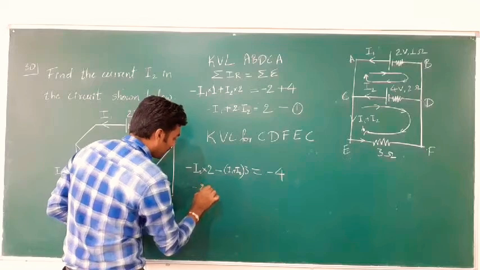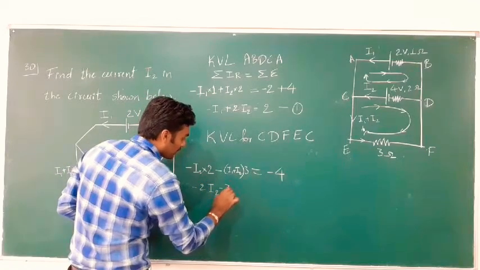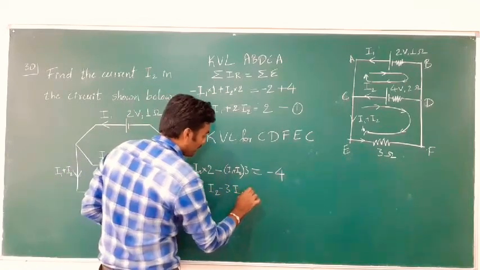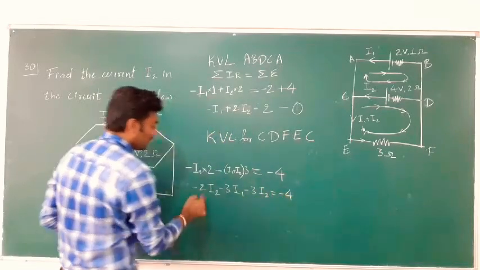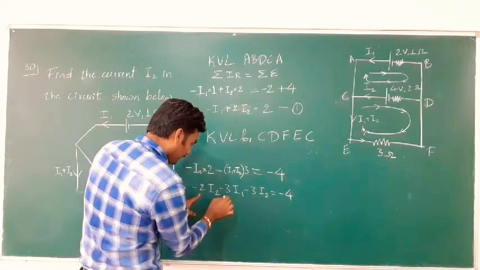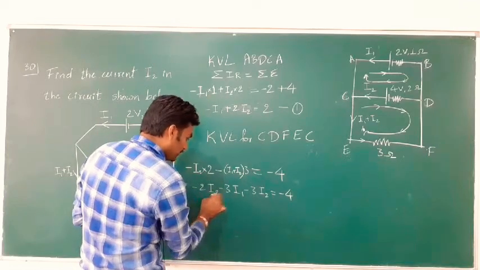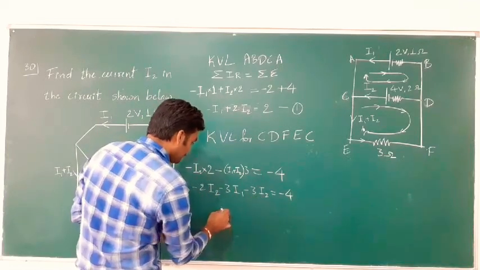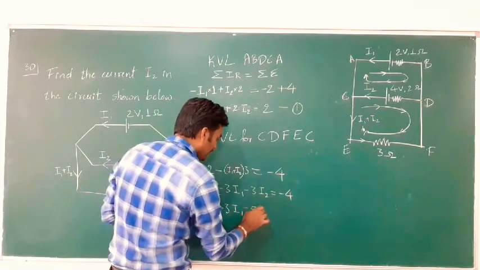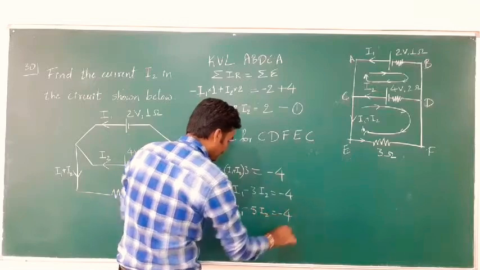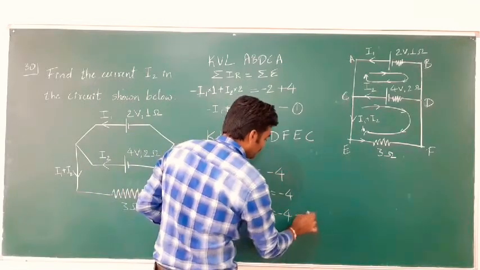After simplifying this, I will get minus 2I2 minus 3I1 minus 3I2 is equal to minus 4. Okay. And here you have minus 2I2 minus 3I2 is minus 5I2. So, minus 3I1 minus 5I2 is equal to minus 4. Okay. So, I keep this as equation 2.